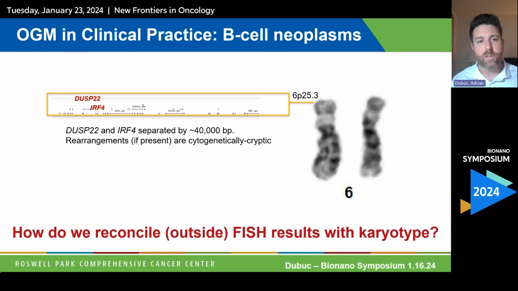In order to answer this question, it's important to have some background in the understanding of this particular probe and genomic locus. So both the DUSP22 and ERF4 represent two genes that are located on the 6p25.3 cytoband and are separated by only 40,000 base pairs. Now, rearrangements of distal regions of chromosomes are notorious for being cytogenetically cryptic, that is, cryptic or invisible by GTG banding analysis. And thus, perhaps it was unsurprising that we didn't see any evidence of any alterations at that 6p ter band. But again, we're left with how do we reconcile the FISH results with the karyotype?